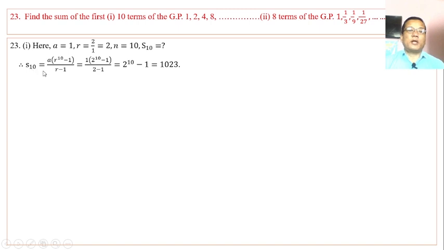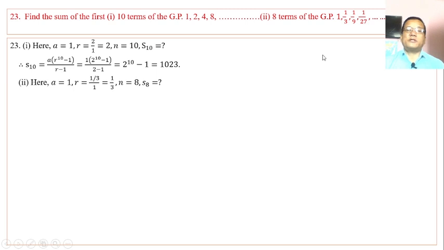Using the formula S10 equals A times R to the power N minus 1 by R minus 1, we put in the respective values: R is 2, so 2 to the power 10 minus 1, where 2 to the power 10 is 1024.